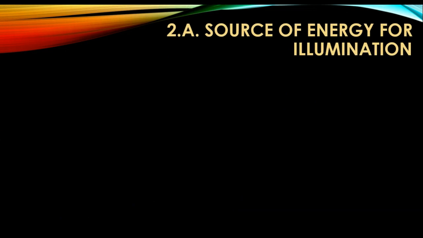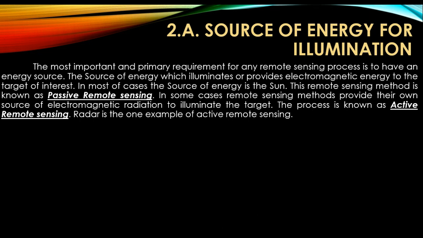Source of energy for illumination. The most important and primary requirement for any remote sensing process is to have an energy source. The source of energy provides electromagnetic energy to the target of interest. In most cases, the source of energy is the sun. This remote sensing method is known as passive remote sensing.